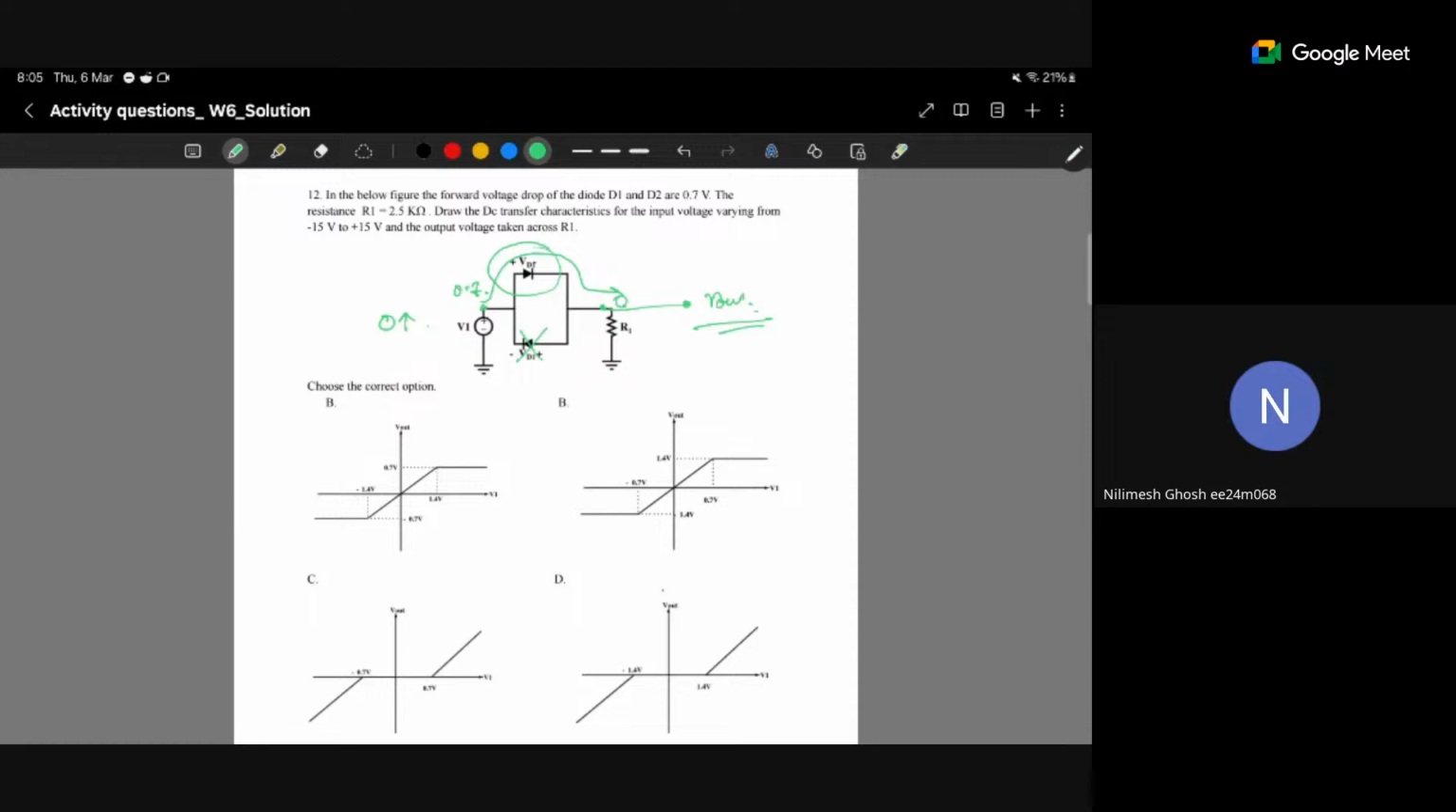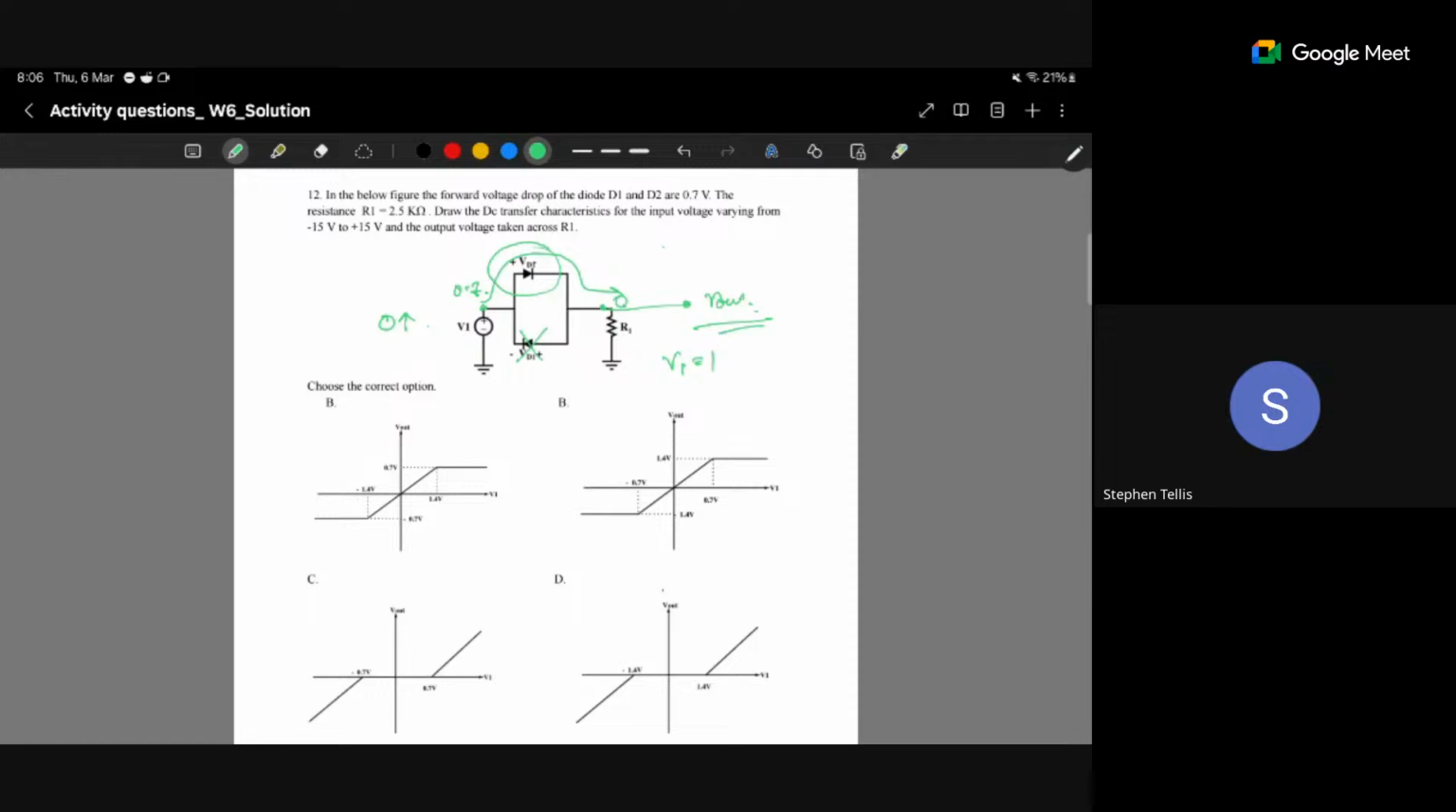Okay, just after crossing, let's say we are making V in equal to 1 volt. So what will be V out? 0.3. Exactly, 0.3. So it will start just after 0.7; it will be 0.7 minus 0.7, it will be 0. And after that, it will slowly increase. And after 1.4, it will keep on increasing. Exactly.